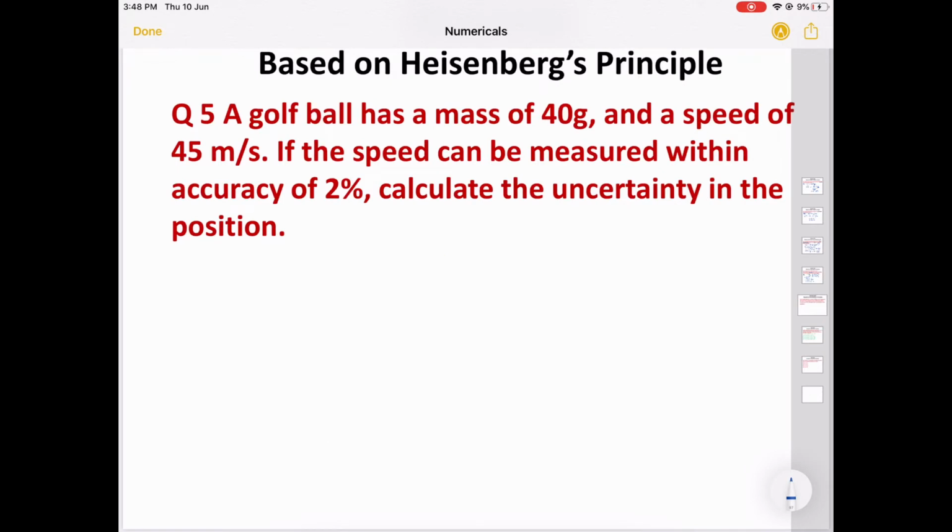A golf ball has a mass of 40 gram and a speed of 45 meter per second. If the speed can be measured within accuracy of 2%, calculate the uncertainty in the position. So the formula for Heisenberg uncertainty principle is delta x into delta p is equal to h over 4 pi. This is uncertainty in momentum. So we can write this formula as delta x into m delta v is equal to h over 4 pi.